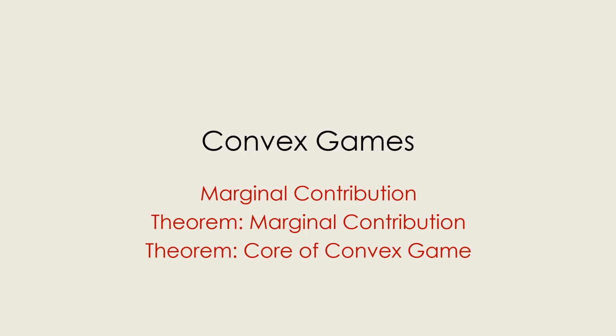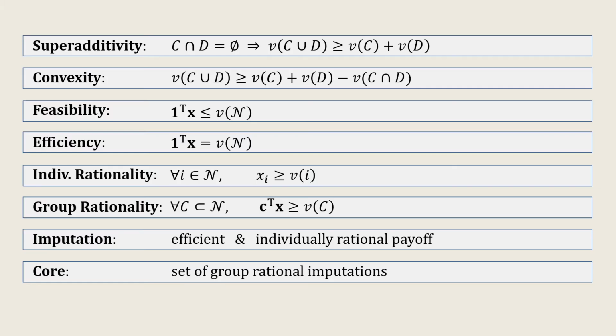Convex coalitions. These are the topics that we'll be looking at today: marginal contribution, a theorem on marginal contribution, and then another theorem pertaining to the core of a convex game. But first, a little recap of what we've done earlier.